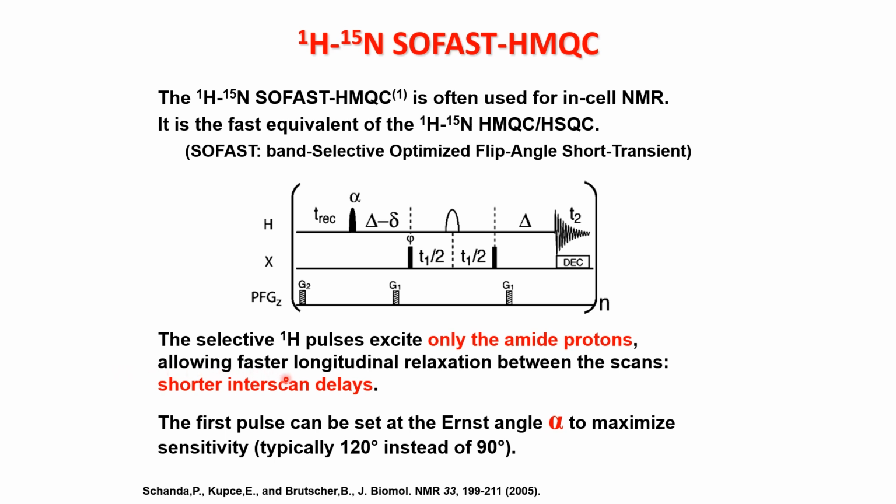In this way, you cause a much faster longitudinal relaxation, and that allows you to decrease the interscan delay. That is how long you have to wait between one scan of the same experiment and the next scan. The magnetization that you want to observe will recover faster, and that allows you to repeat the same pulse program quicker. Then there is another optimization that makes use of the angle alpha, which is normally 90 degrees. In this case it is optimized. It's typically 120 degrees to maximize sensitivity at a higher repetition rate.